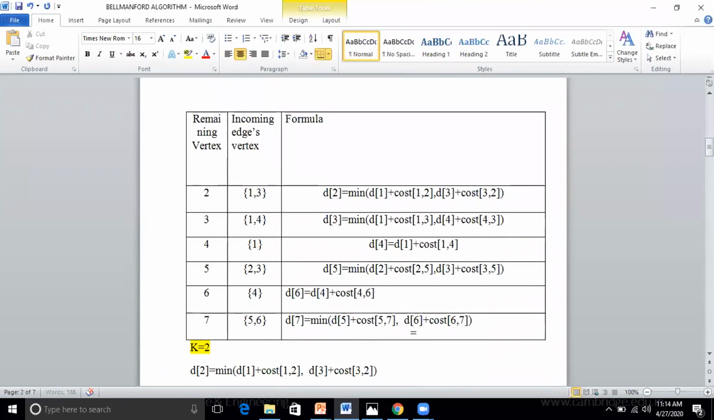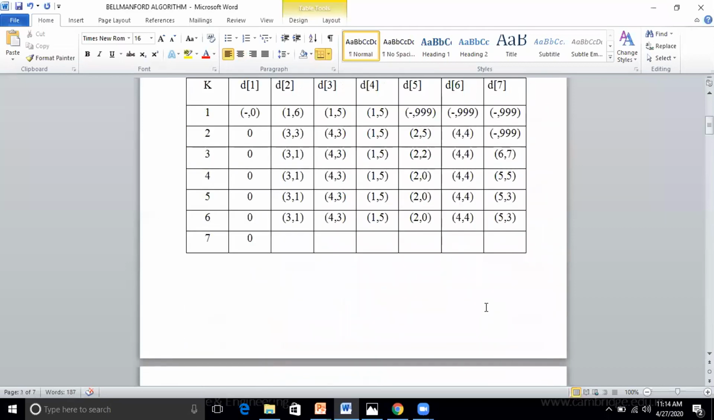If you want, I'll just show here. What is D of 7? D of 5 is 0. 0 plus 3, comma. What is D of 6? D of 6 value is 4. Yes, 4 plus 3. So which is minimum here? 3 itself. Via which node are we getting it? 5, 3. It remains the same.